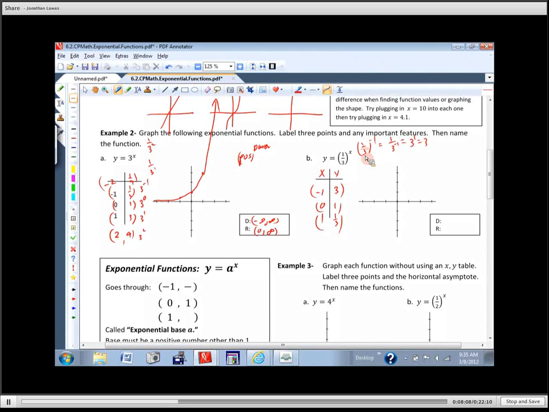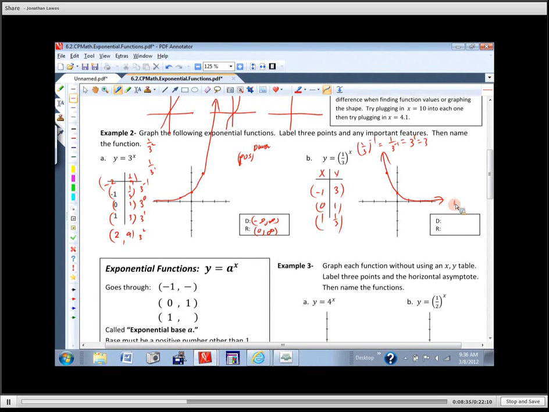Reciprocal. What's the reciprocal of 1/3? 3. So we're going to graph -1, 3, 0, 1, and 1, 1/3. So this is the same type of shape. It just looks like this. Instead of starting small and getting really big, instead of exponentially growing, this is what we call exponential decay. It starts big and gets really small.